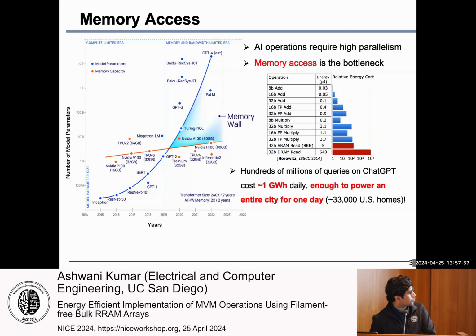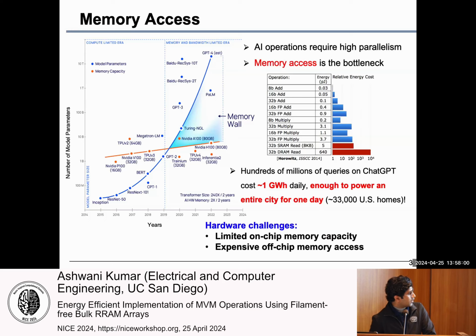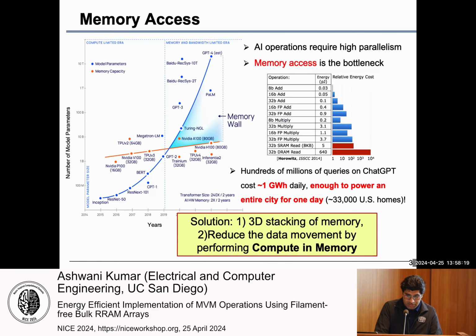So this puts challenges on hardware. And what challenges are there, if you want to address those energy values? The limited on-chip memory capacity, as well as the expensive off-chip memory access, lead us to these challenges. So what solutions can we, as a scientific community, think of? We can stack 3D memories in the backend of the compute unit. After 3D stacking of this memory, we can also reduce the data movement while performing compute in memory operations. I will talk more about these compute in memory operations.